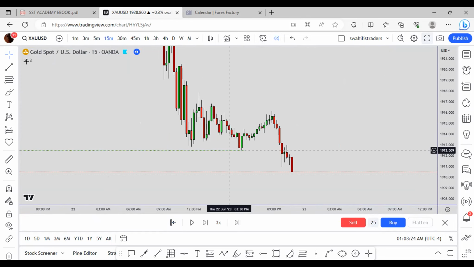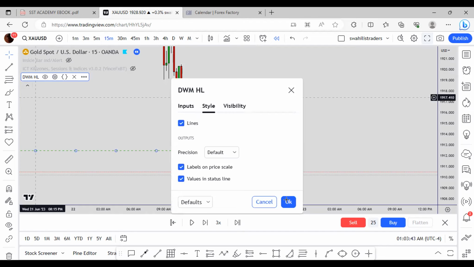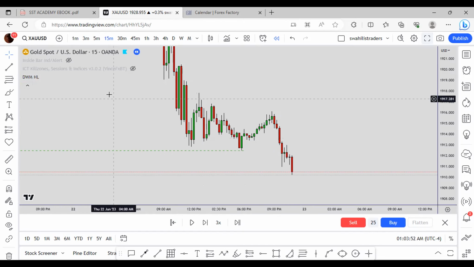I searched for that indicator that you told me, also an FX algo, but I didn't find it. I ended up finding this one, this indicator, DWM HL. This one marks the previous day low, the previous week low and highs, and also the previous month's high and low.